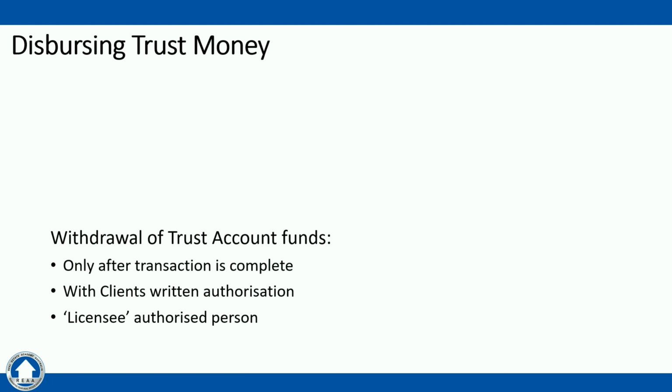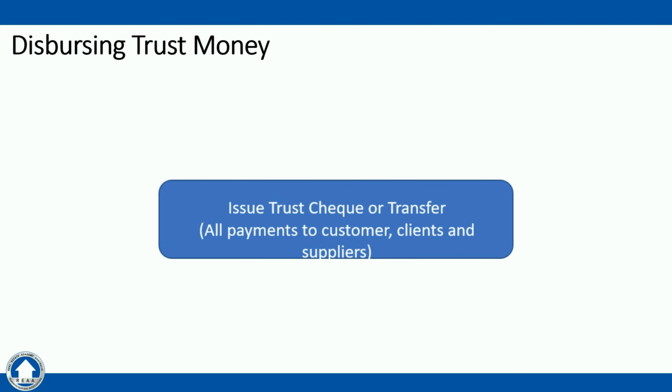So there can be someone else who is delegated the responsibility, and generally they will have to have it written into their employment agreement and also have the appropriate qualifications and license categories to be able to do this. The next step is to issue the trust check or transfer the money directly from the trust account to the client's nominated bank account. These are the only two authorised ways that you can pay money out of the trust account. You cannot issue cash out of the trust account.